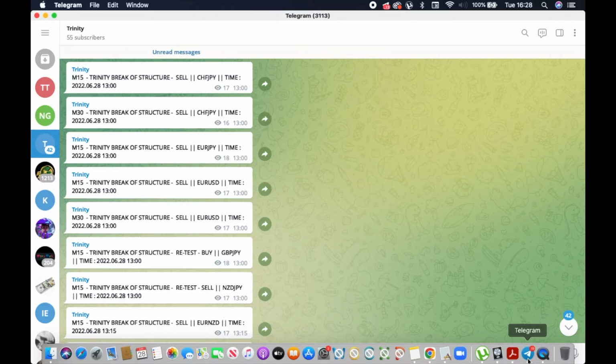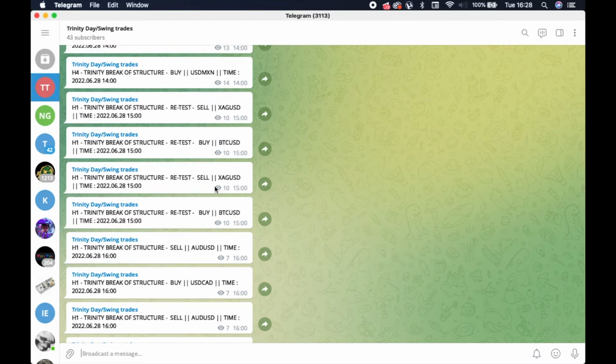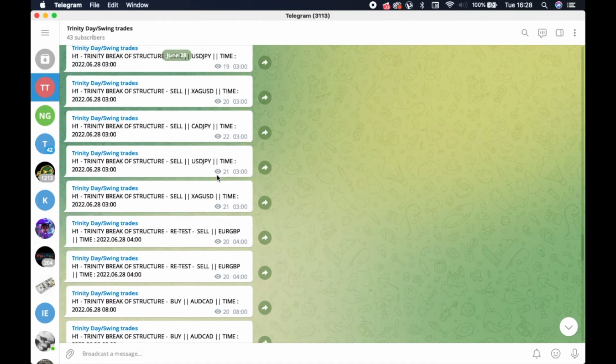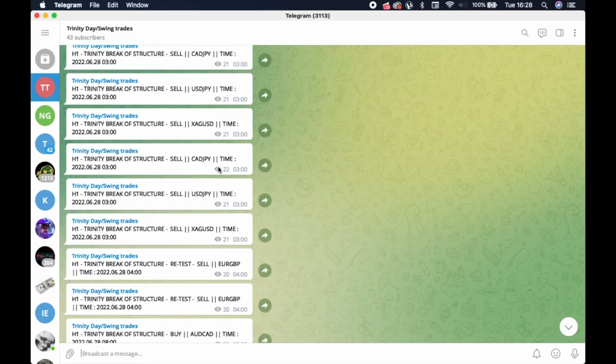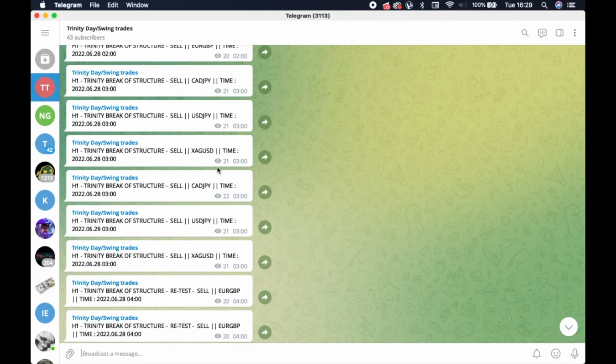Okay, so if you do want to get into Trinity, this is what Trinity looks like. This is all the scalping trades. The swing trades will come through in another group like this as well. They will come through constantly as alerts, as you can see here, and you'll be told which pair is breaking out at what time. You can also see that there is metals, there's indices, there are all the currency pairs as well in here, and that's for the scalping and the swing trade. So it's very easy to use Trinity.